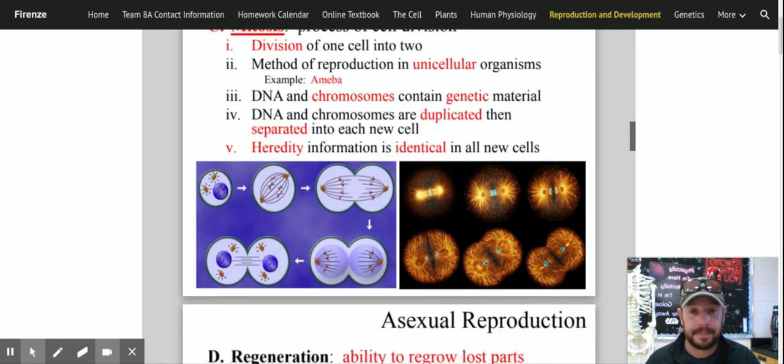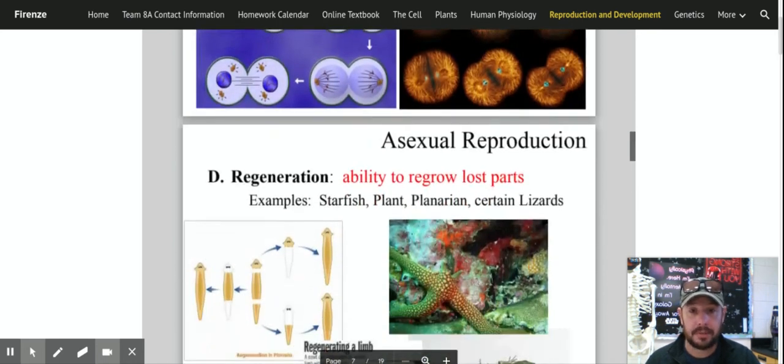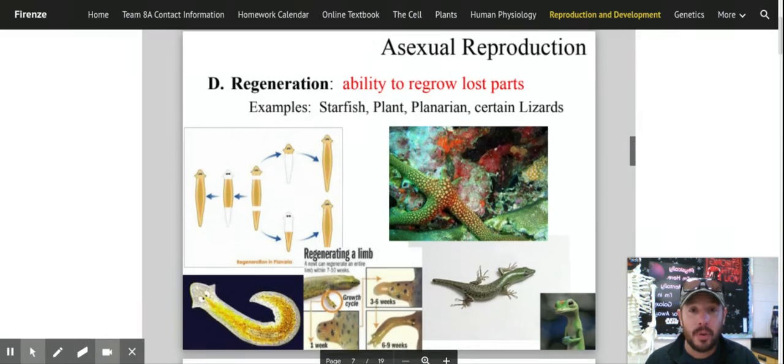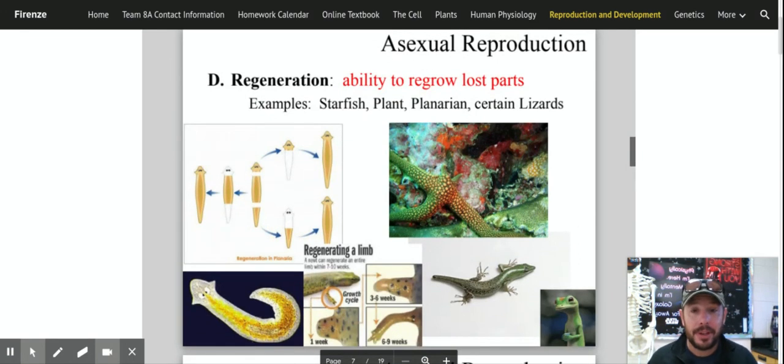There's another kind. It's called regeneration. Regeneration is pretty cool. Regeneration means you have the ability to regrow lost body parts. Some organisms have the ability to regrow lost body parts, not us. If we lose a finger, it's gone. If we lose a toe, it's gone. All right? But there are certain types of organisms that actually regenerate a lost body part in case it loses it. For instance, starfish. If the starfish loses an arm, it will actually regrow its arm by the process of regeneration.